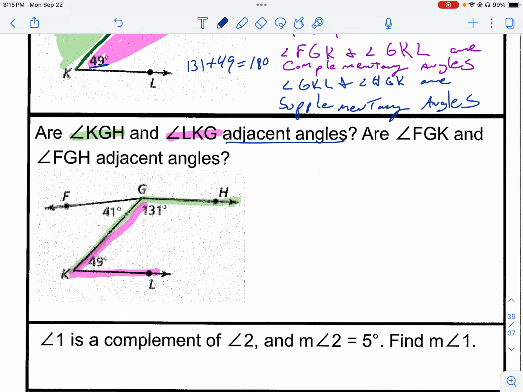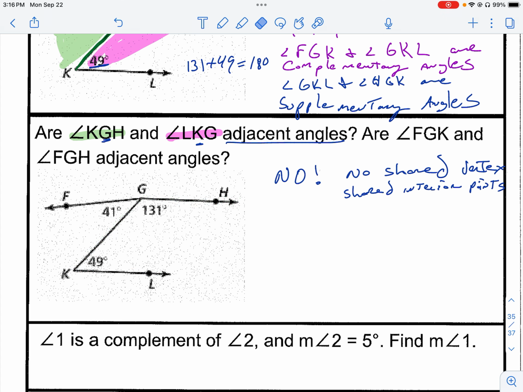We got to have a shared vertex. Well, we have K and we have G, so we don't have the same vertex. So the answer is no. No shared vertex. And it has shared interior points. And we got to have, and those both got to be opposite for it to be adjacent angles. So they are not adjacent angles.